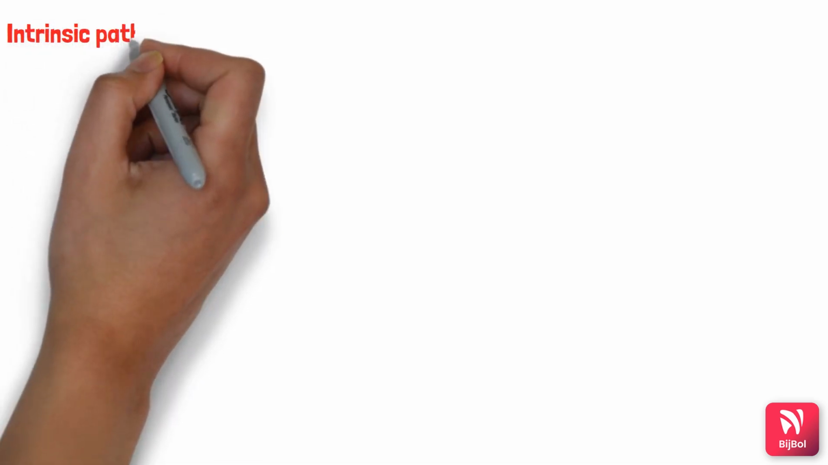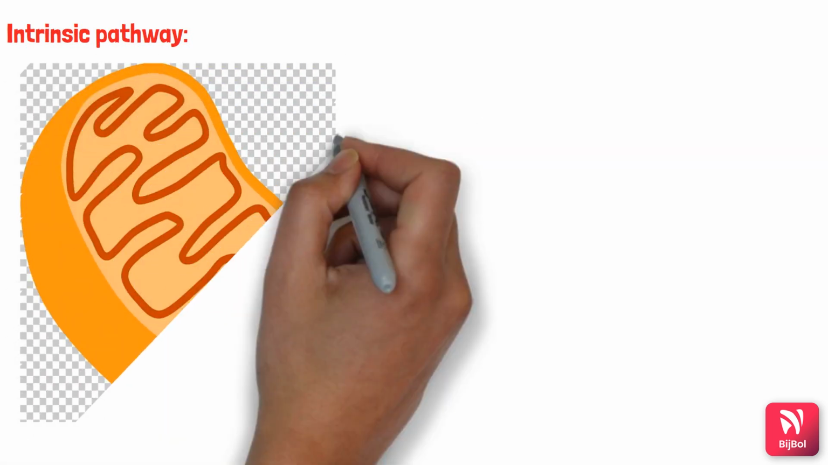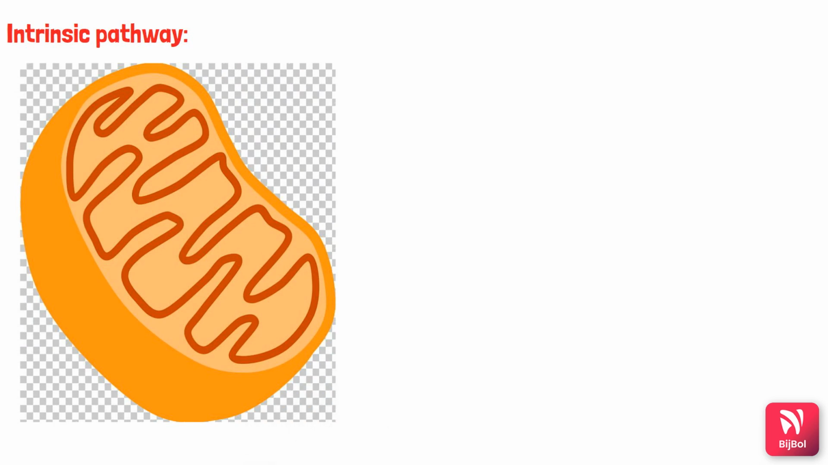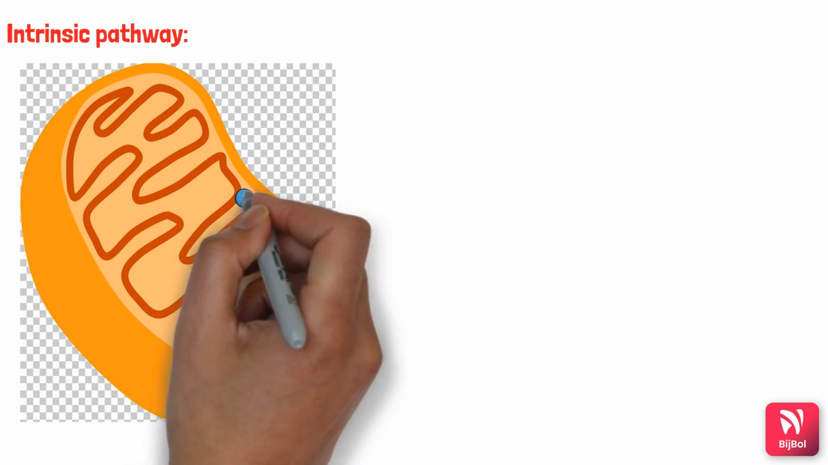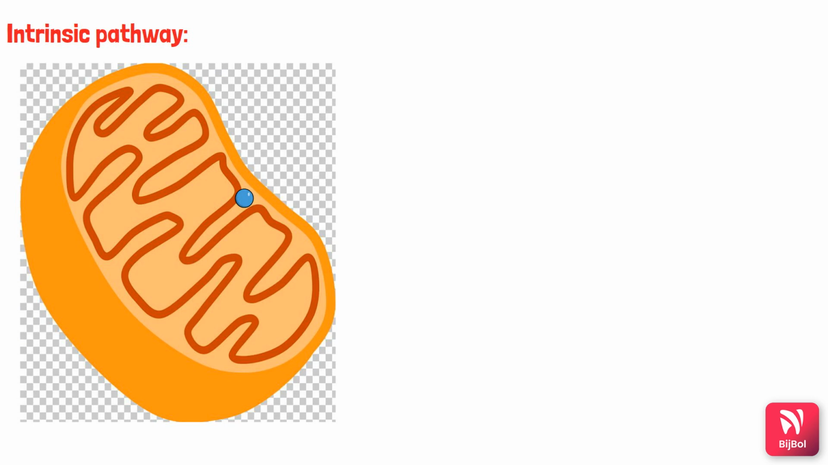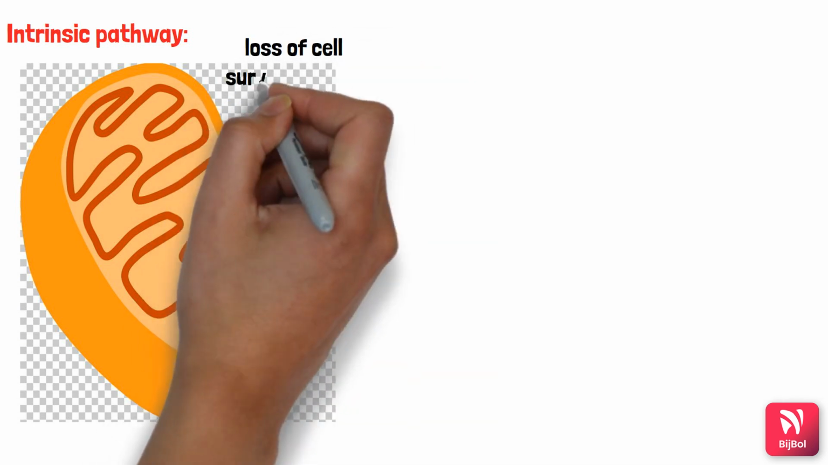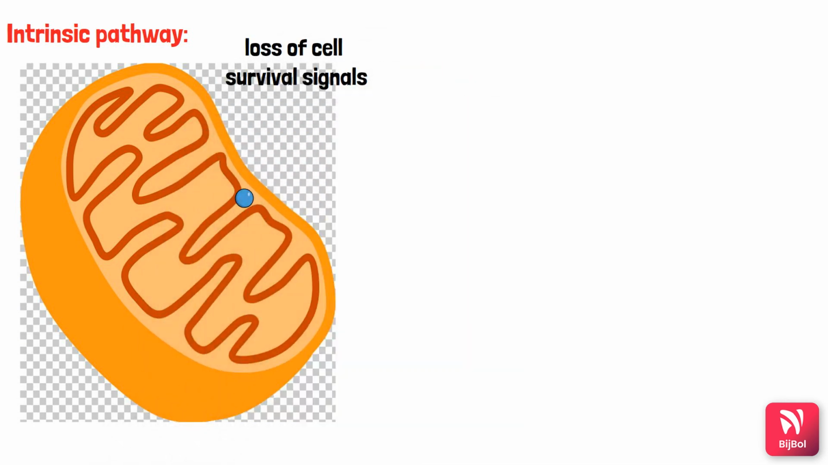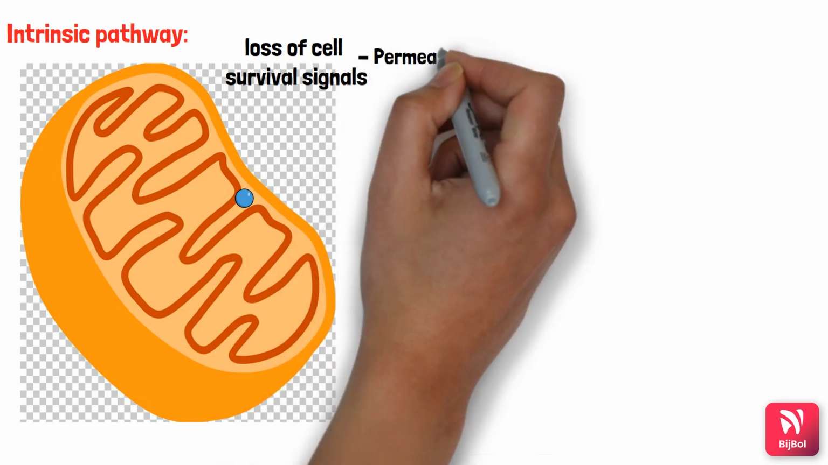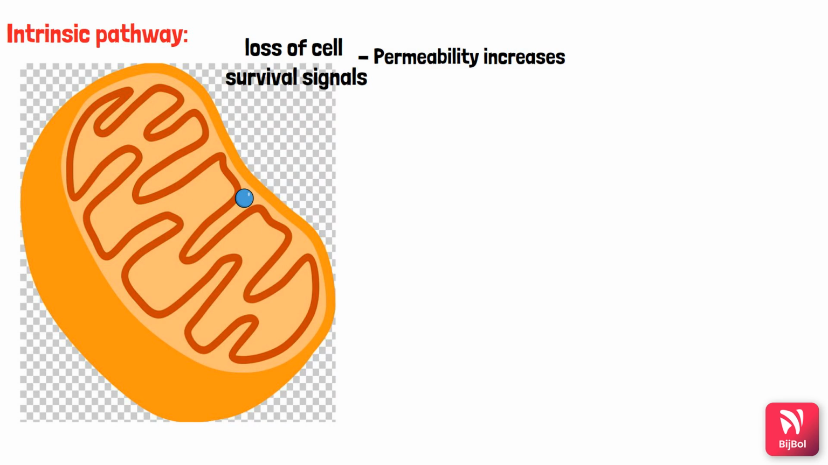Now let's see the intrinsic pathway. This occurs in mitochondria, which is why it is also called the mitochondrial pathway. Here, between the membranes of the mitochondria, there is a protein called cytochrome C, which is tightly regulated only inside the mitochondria. It will not be moved outside. But whenever our cell loses its cell survival signals, then the permeability of the mitochondria will increase. Whenever the permeability increases, this cytochrome C, which is bound inside the mitochondrial membrane, will move outside into the cytosol.